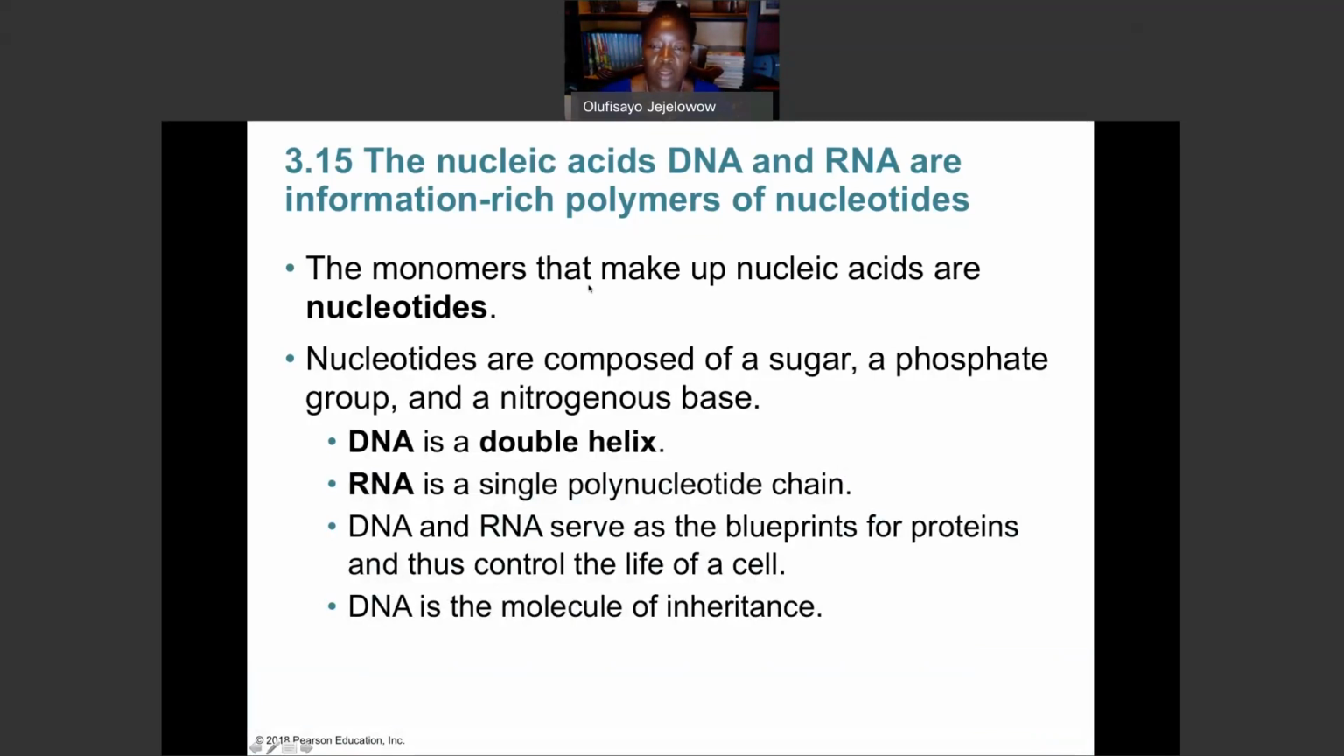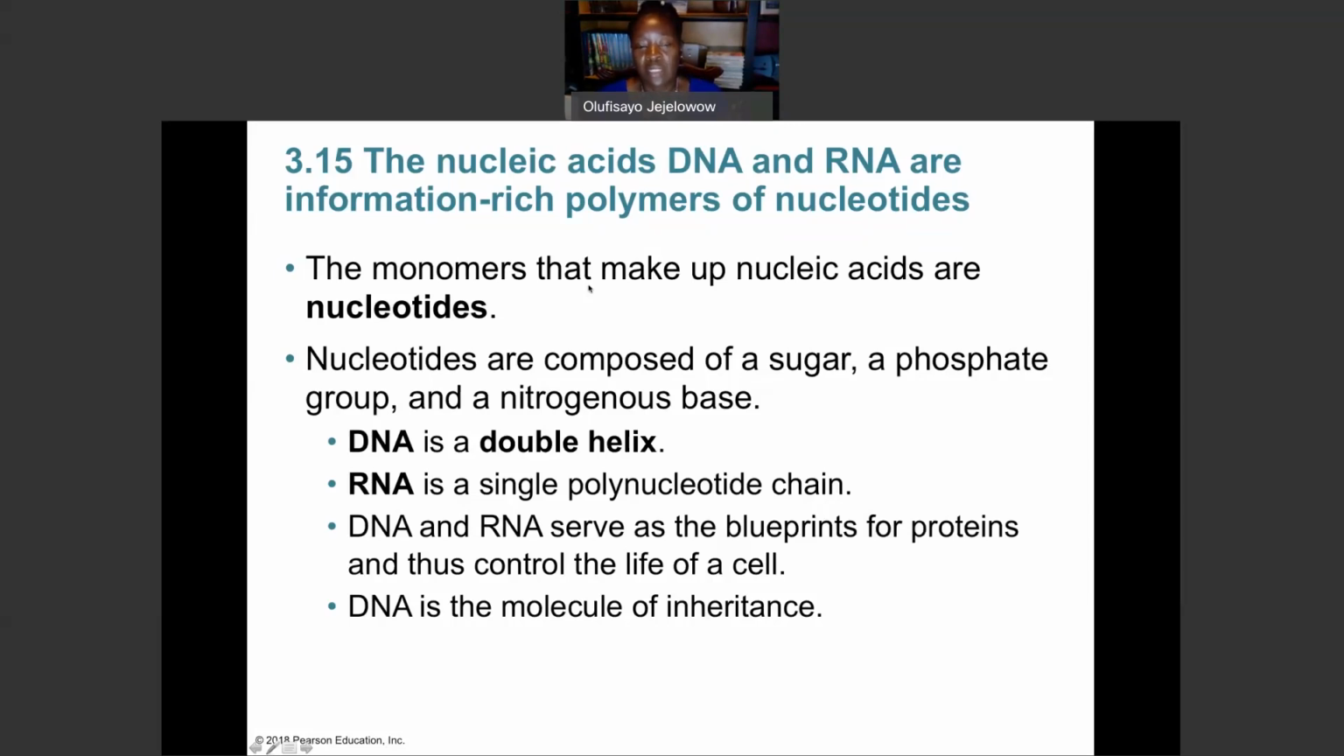Each nucleotide consists of a sugar, phosphate group, and nitrogenous base. 3 parts of nucleotide: sugar, phosphate, and nitrogenous base. The DNA molecule, deoxyribonucleic acid, is a double helix. The RNA molecule, ribonucleic acid, is a single chain of polynucleotide.